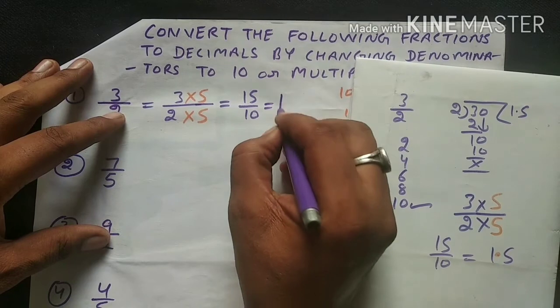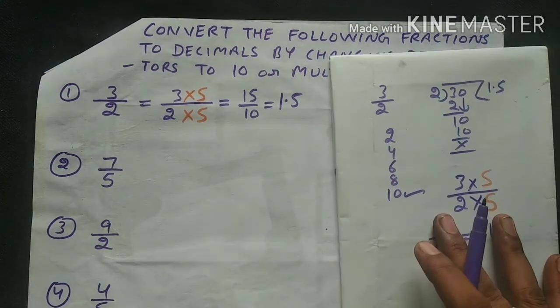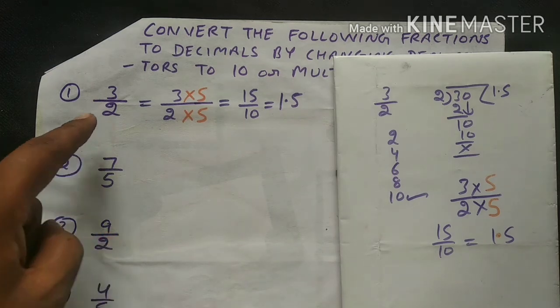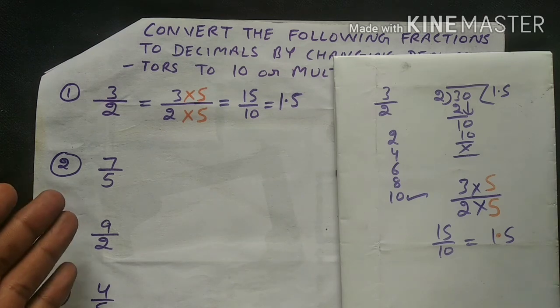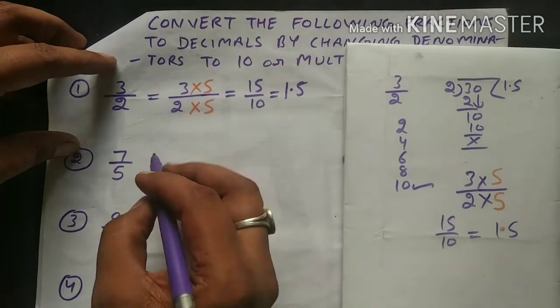1.5 is my answer. So student, this was the way we can convert a fraction to a decimal by counting the table when the divisor is very small. In all these 4 questions the divisors are small, not much greater, so we can count their table and go for the answer. So let us see now 7 by 5.